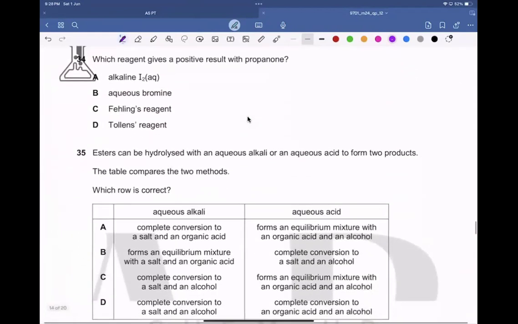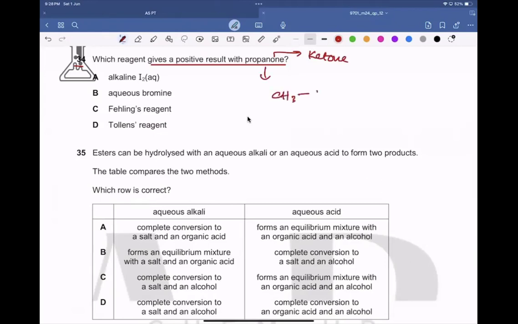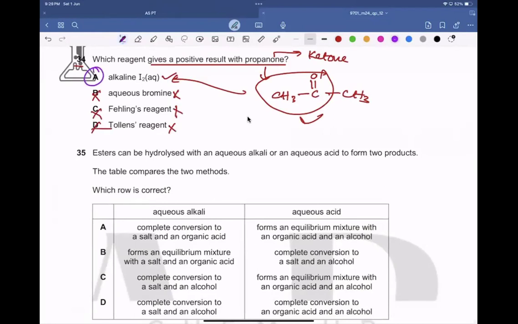Now, question number 34. Which reagent gives a positive test with propanone? So it's a ketone. And if you see the structure, it is CH3 bonded to C double bond O and bonded to CH3. So see, this group is present, which means aqueous alkaline iodine gives the positive test. Aqueous bromine gives the positive test with the alkenes. These both give the positive test with the aldehyde. So B, C, and D go wrong, and A is the correct answer. I hope it's understandable to all of you.